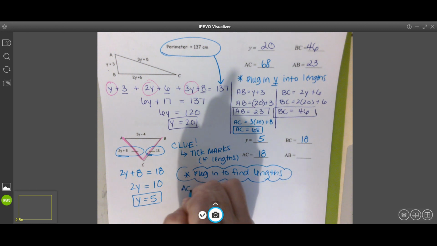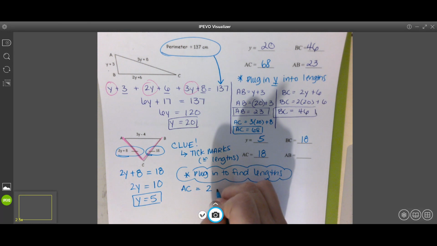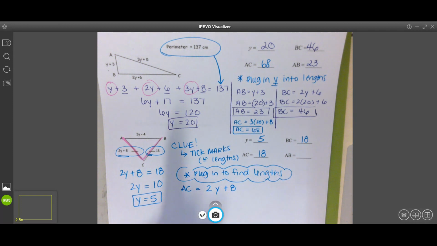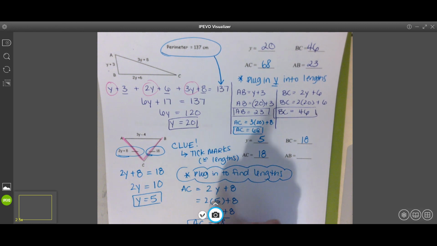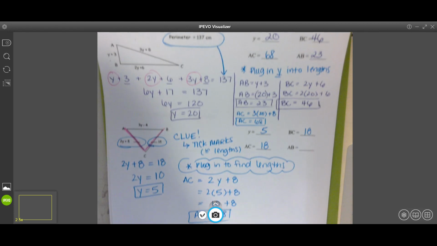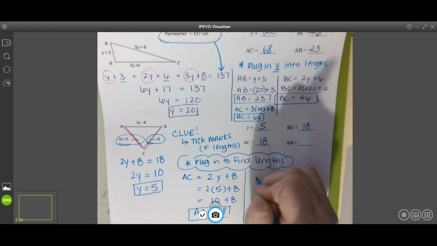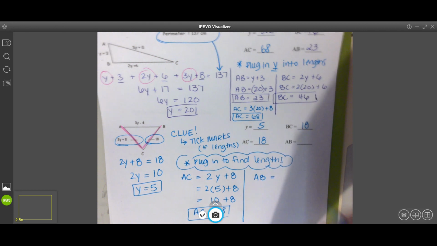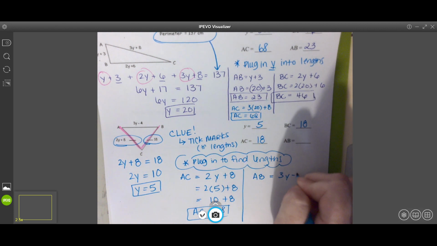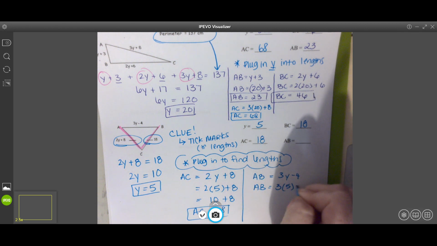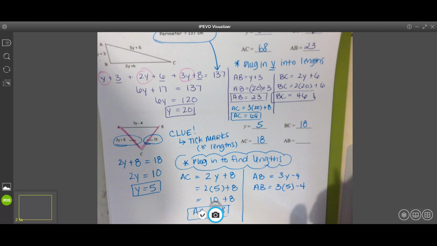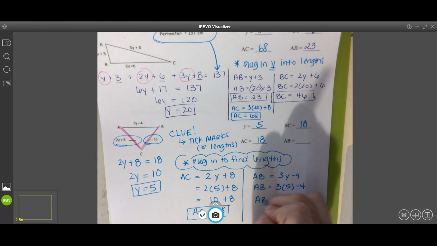So here is AC. So 2y plus 8. And we're plugging in our y. So we have 2 times 5 plus 8. And that is 10 plus 8, which is 18. All right, and then our last piece is AB. So AB equals 3y minus 4. Now we're going to plug in. So AB equals 3 times 5 minus 4. So now we have 15 minus 4, and that is going to be 11.